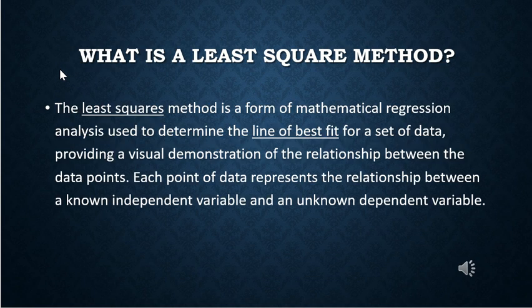What is the least square method? The least square method is a form of mathematical regression analysis used to determine the line of best fit for a set of data points, providing a visual demonstration of the relationship between the data points. Each point of data represents the relationship between a known independent variable and an unknown dependent variable.